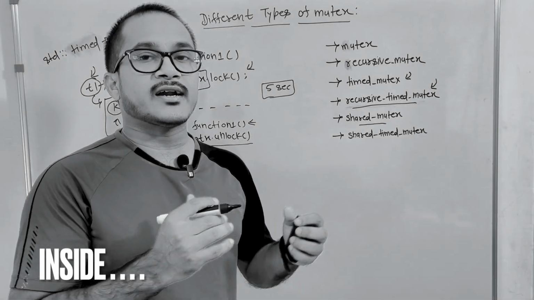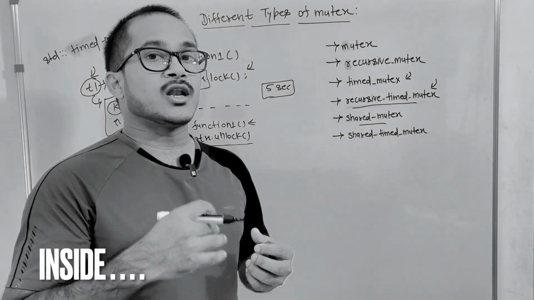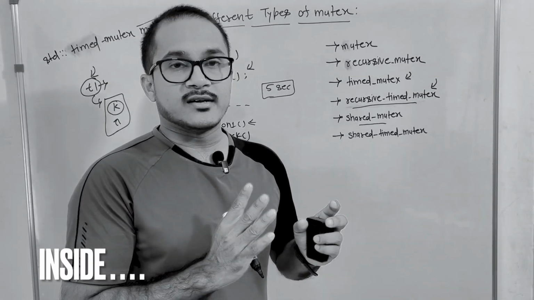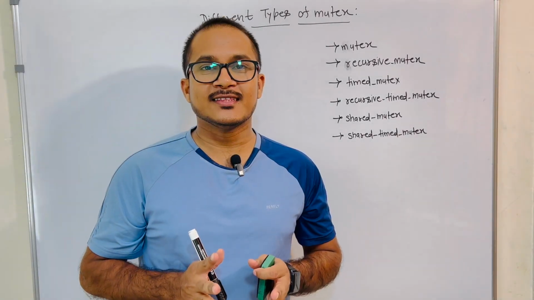If multiple readers are trying to access some value, those readers should be allowed to access that value, but only a single writer should be able to update the value.